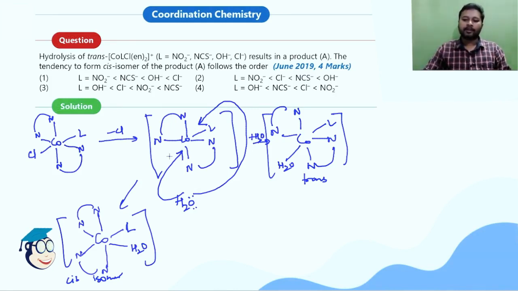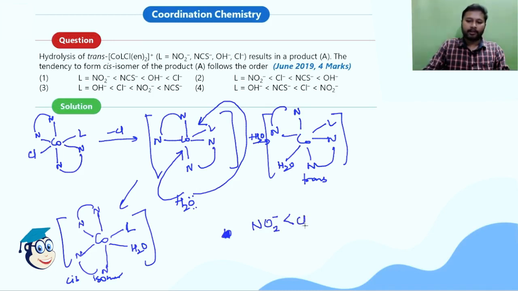The cis complex does not undergo isomerization when the substitution occurs, whereas the trans isomers show the tendency to isomerize in an order. So what is the order in which the trans isomer isomerizes? That depends upon the trans effect. And if you look at the trans effect, the series goes this way, that is NO2 minus, then comes chlorine.